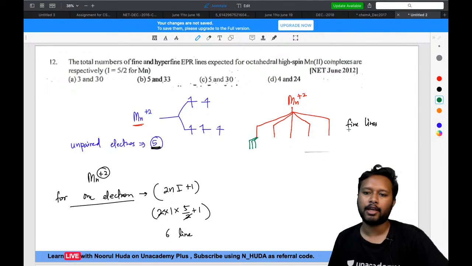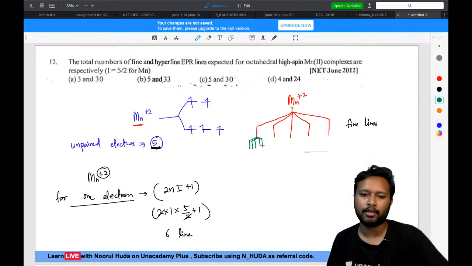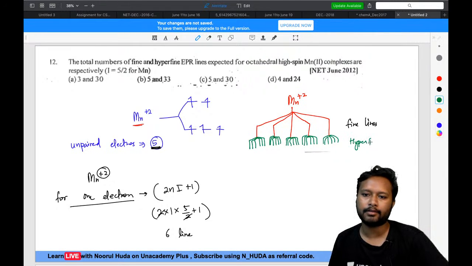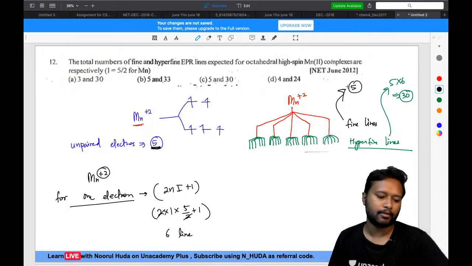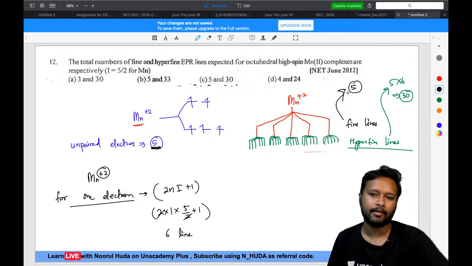So we have 6 lines per each electron. Each electron is going to give you 6 lines. In the same way, all of these are going to split into 6 lines. Everything will split into 6 lines. Do you understand? So how many total lines did we get? And these lines will be called your hyperfine lines. So if I ask how many hyperfine lines in total, they will be 5 into 6, that means 30. So 30 hyperfine lines. And how many fine lines? These are just 5. So 5 and 30. Option number C is the correct one.